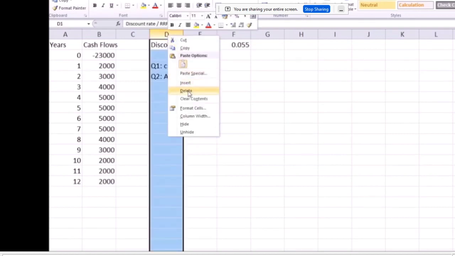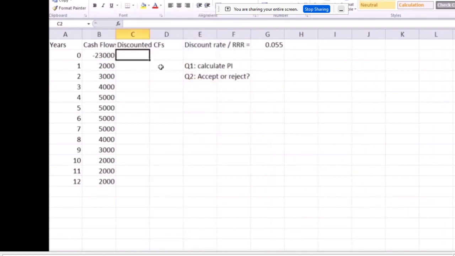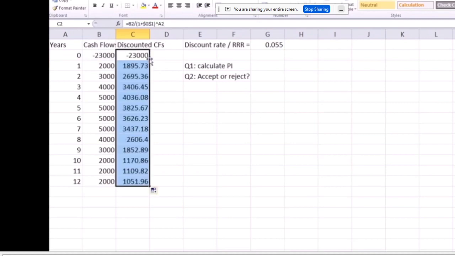To calculate this, I first want to add one more column, and that's going to be my discounted cash flows. That's going to be equals, click on the cash flows, divide by 1 plus the required rate of return to the power of the number of years. Go back to the discount rate. Click anywhere around this discount rate, hit F4 for a fixed reference so that when you copy the formula, the reference to the discount rate doesn't copy down as well. Hit enter, copy, and we have our discounted cash flow.